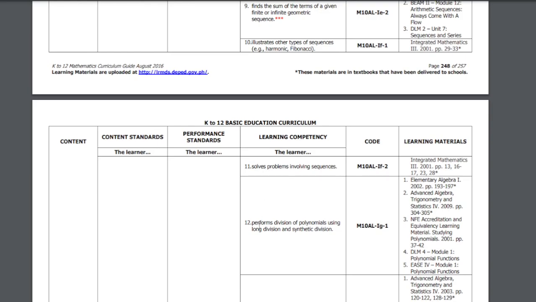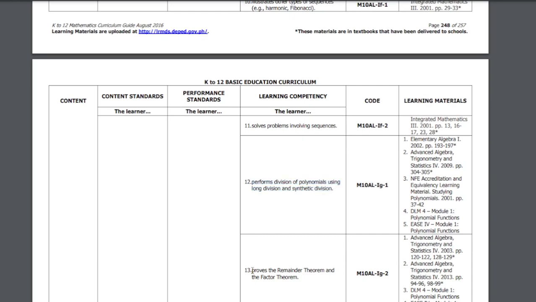And now we are going to talk about a new topic, which is performing divisions of polynomials using long division and synthetic division. So this is a long one. I might separate this into two. Then we have this one, proving. Proving is quite a bane of existence for students. So let's go through this one by one.